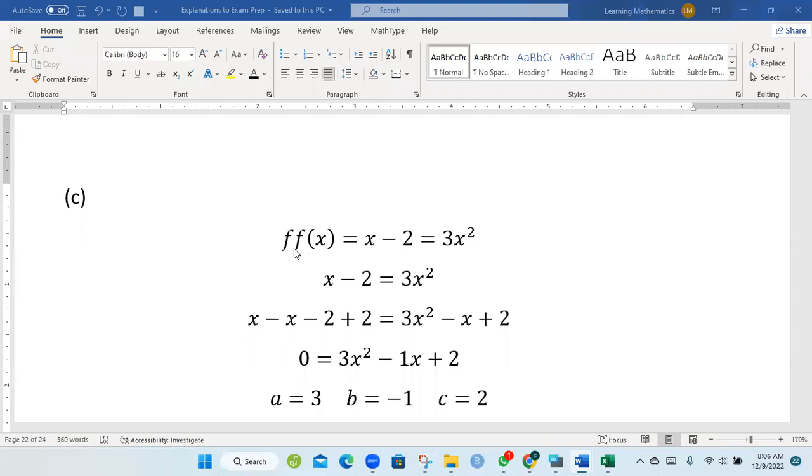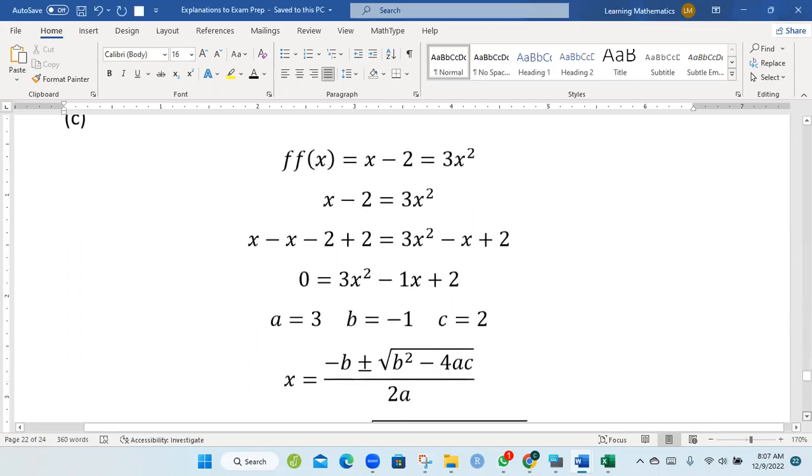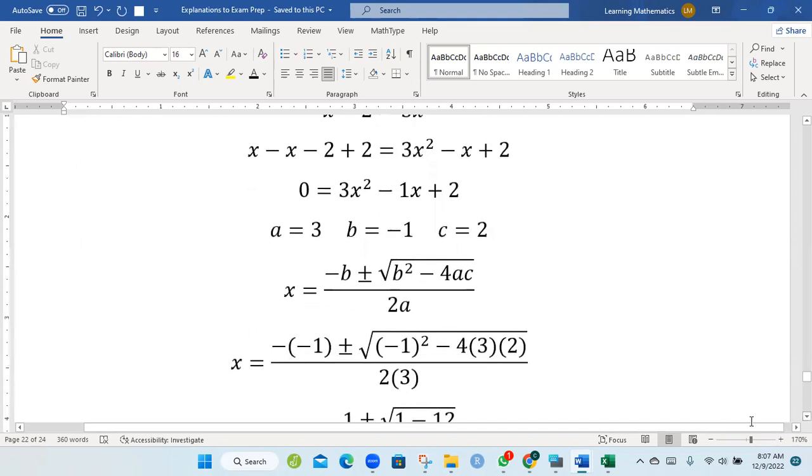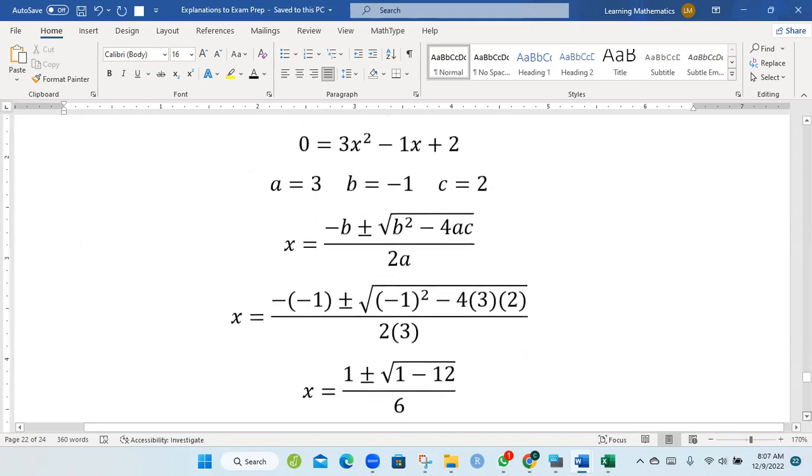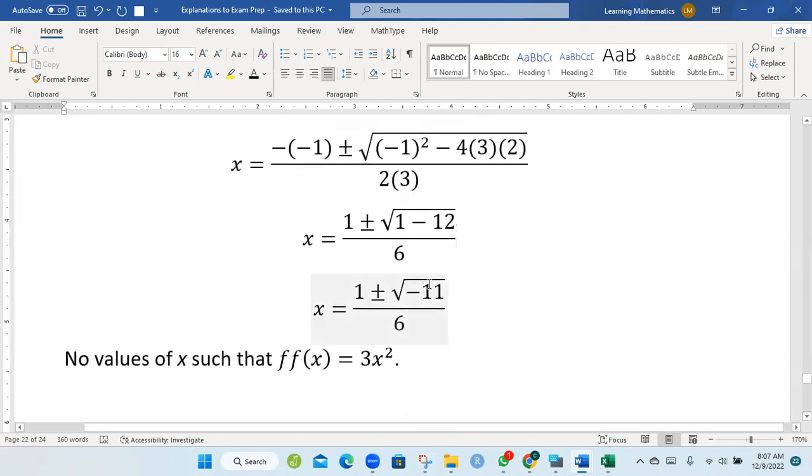Just to recap, we find f of f is x minus 2. And then we equate that to 3x squared. Then we cancel out x and minus 2 from the left-hand side. So we have to add 2 and subtract x. Subtract x and add 2 equals 0. So we find a is equal to 3, and b is equal to negative 1, and c is equal to 2. And when we substitute into the quadratic formula, we are getting the square root of negative 11. So therefore, there are no values of x such that f of f is equal to 3x squared.